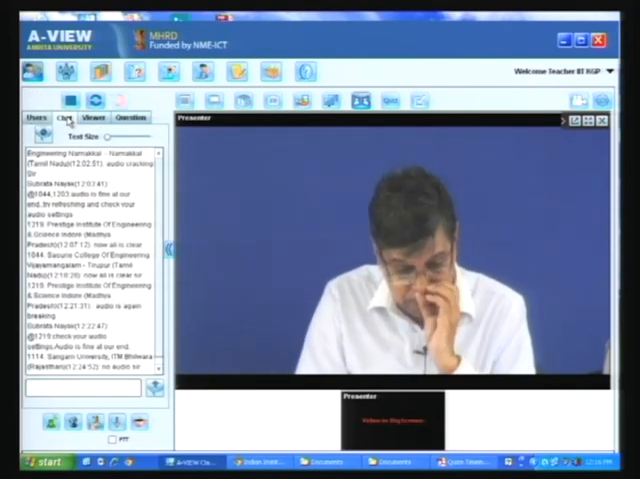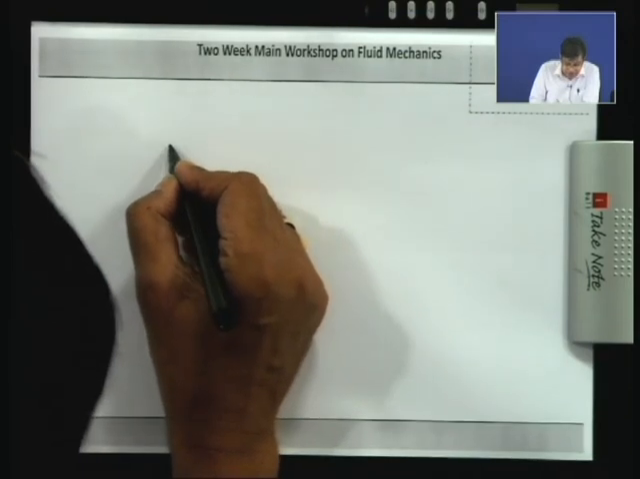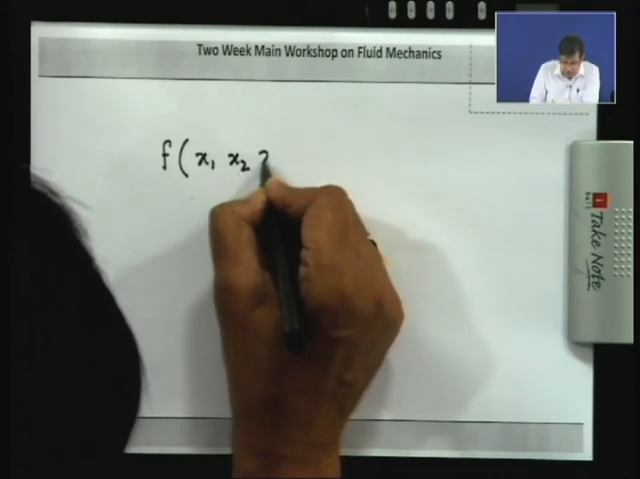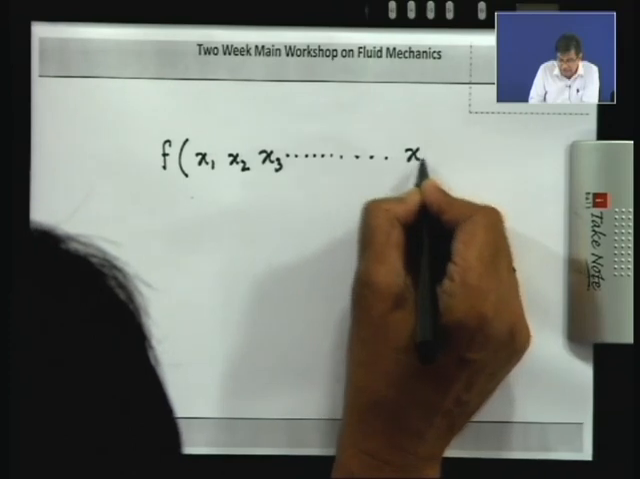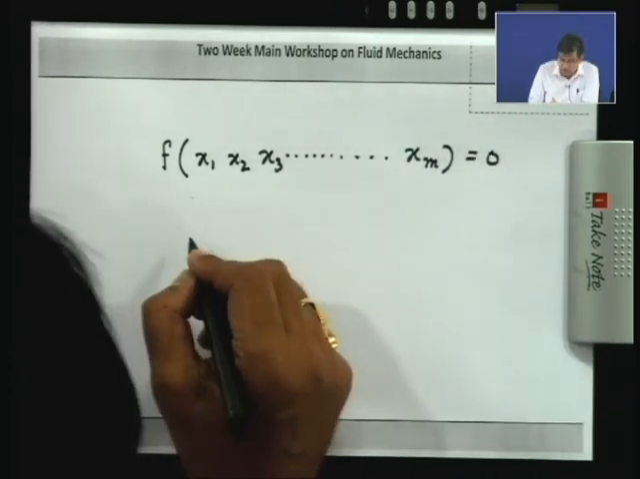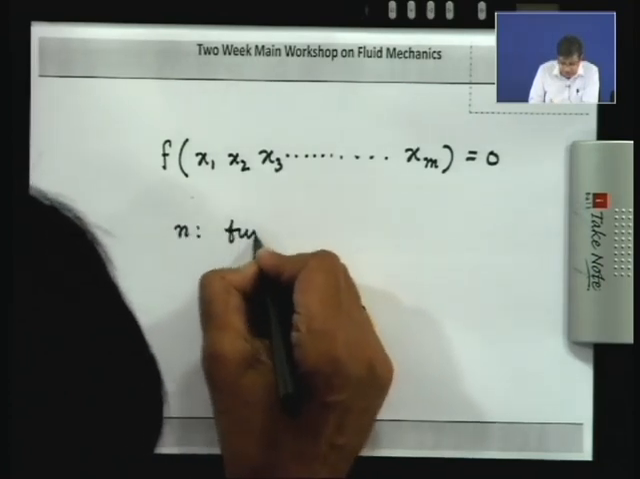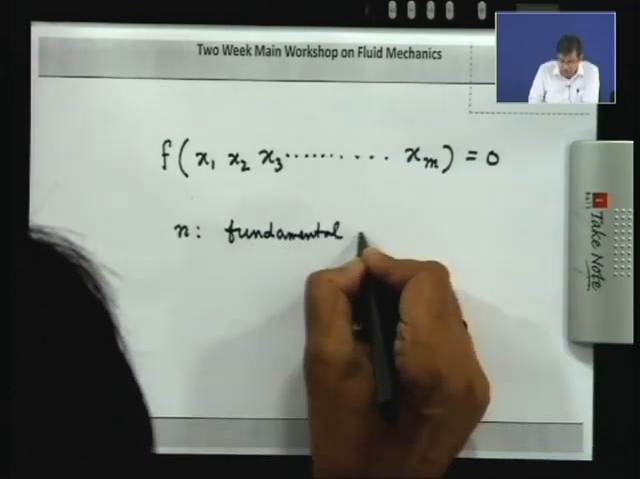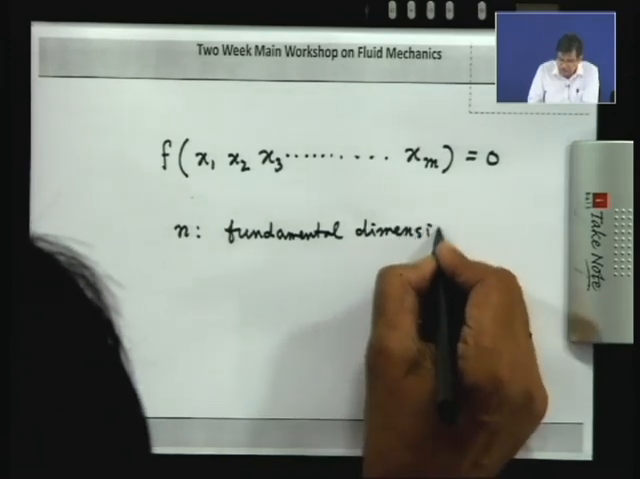Now, my next question is how to find out these pi terms. Let us first consider that the functional relationship is f of x1, x2, x3, dot dot dot xm equals 0, and let n be the number of fundamental dimensions. Now, I know that there will be m minus n pi terms. This is known by Buckingham's pi theorem.